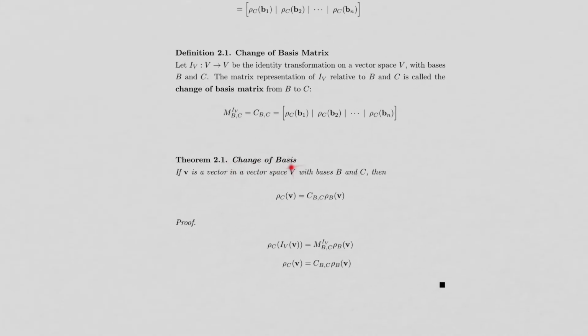And we can see that here in the change of basis theorem. So if V is a vector in a vector space V with bases B and C, then the coordinate vector of V relative to C can be computed from the coordinate vector of V relative to B simply by multiplying by this change of coordinates matrix.